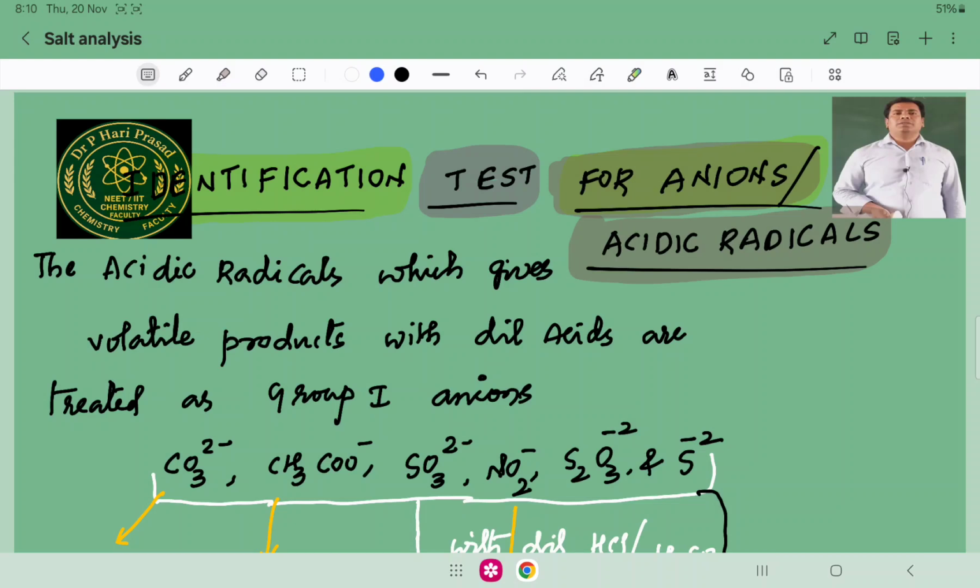Today's session we will discuss identification tests for anions, that is acidic radicals. In the last lecture we discussed the preliminary tests for salts. Now we will discuss the group 1 anions. Anions, or acidic radicals, are classified into 3 categories: group 1, group 2, and group 3. The complete analysis of group 1 anions we will discuss in today's session.